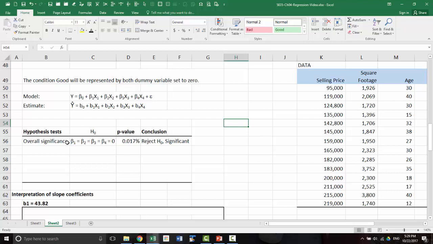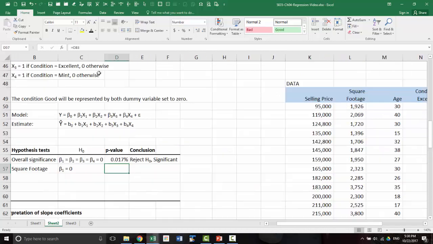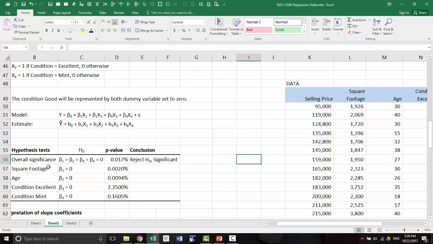All right, so now let's look at individual significance. What about beta_1? So square footage, then the hypothesis whether beta_1 is equal to 0 or not, and the p-value for that comes from square footage. Okay, let's express that as a percentage as well. All right, so now we can copy that down for the rest of them. So we have the individual, the age and condition excellent, condition mint, and they're all less than 5%. So they're all significant.